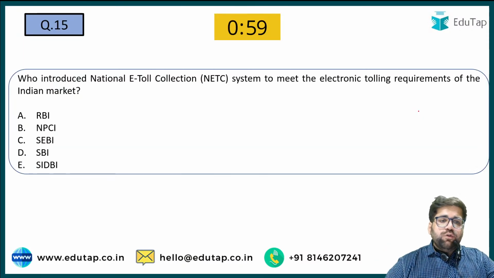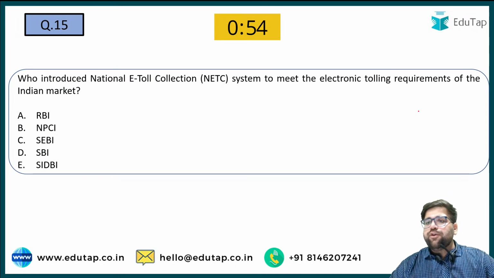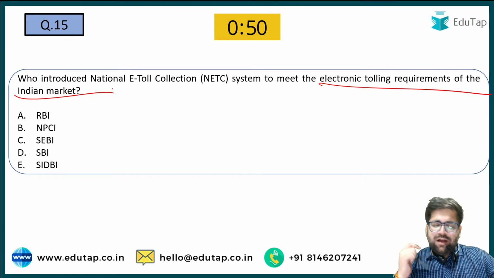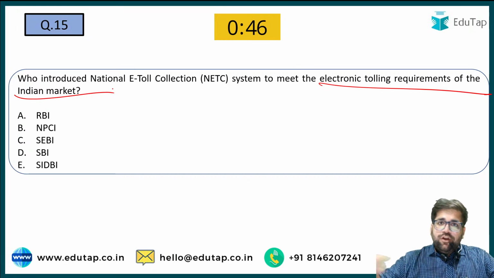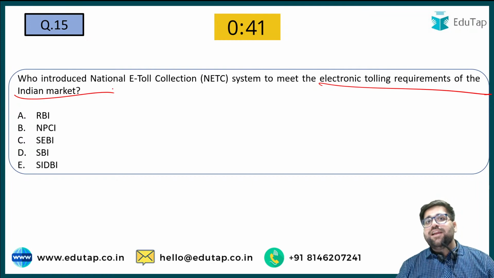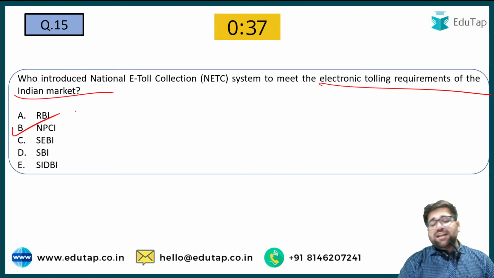Now we are coming to question number 15. Who introduced the electronic toll collection system to meet the electronic tolling requirements of the Indian market? Again, NPCI is one of the world famous organizations. Yes, it's world famous because of its UPI structure, and now you can see even France, and to some extent the USA, is trying to copy the entire structure which is followed in India. So yes, the correct answer will be NPCI.